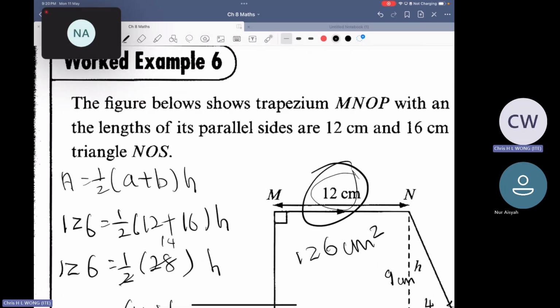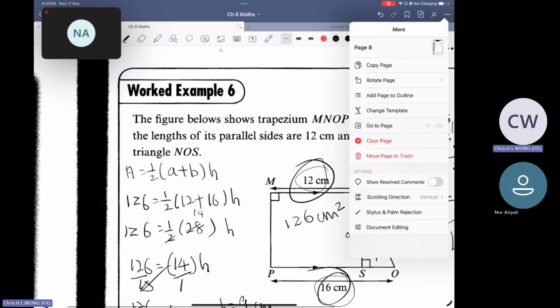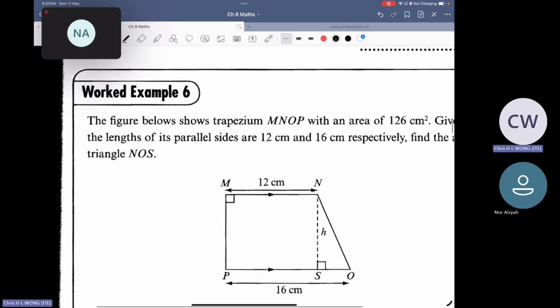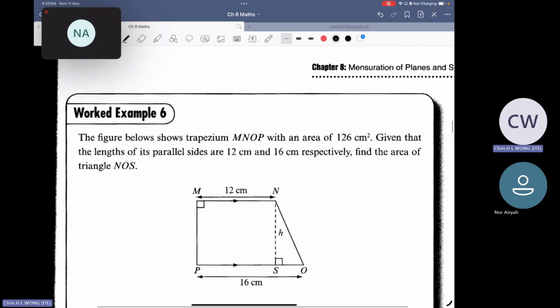Close this. Page, okay. Look at this. The figure below shows a trapezium MNOP. When they give you MNOP, or A, B, C, D, E, F, G, follow the alphabet, follow them. MNOP. Follow them so you know what they're talking about. Right? Okay, the trapezium MNOP, the area is given as 126.